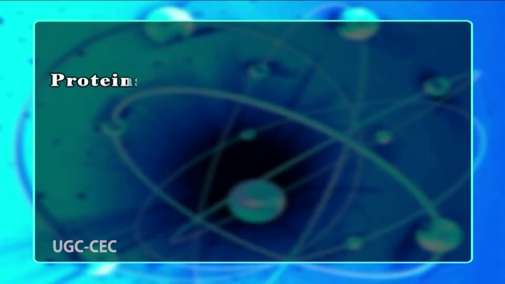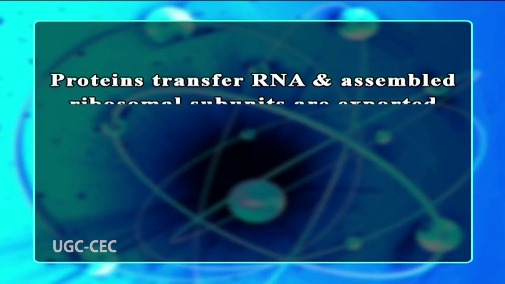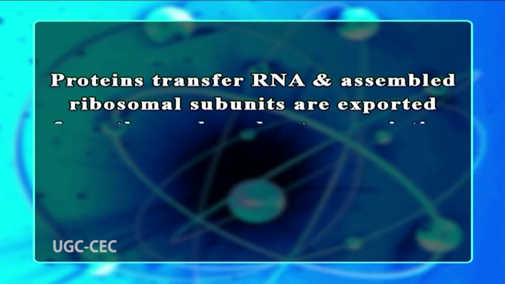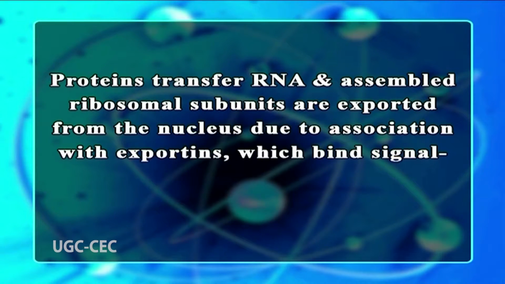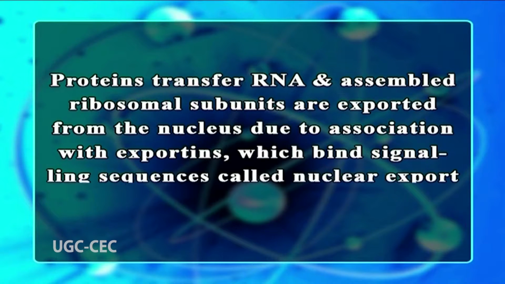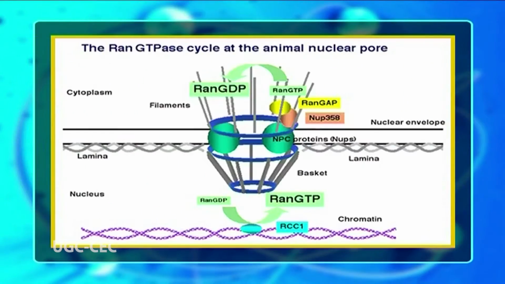They are diverse in their composition and most commonly hydrophilic, although hydrophobic sequences have also been documented. Proteins, transfer RNA and assembled ribosomal subunits are exported from the nucleus due to the association with exportins, which bind signaling sequences called nuclear export signals, abbreviated as NES. The ability of both importins and exportins to transport their cargo is regulated by an enzyme, the GTPase RAN.